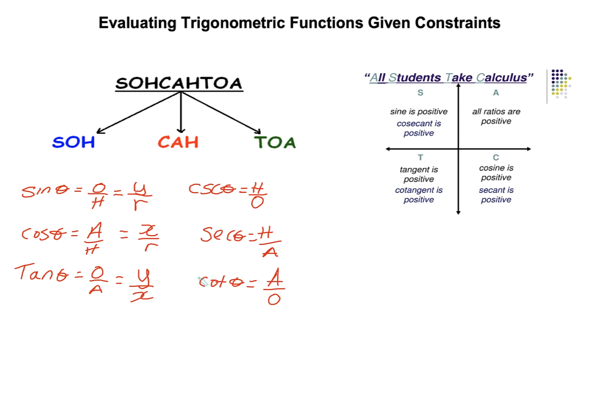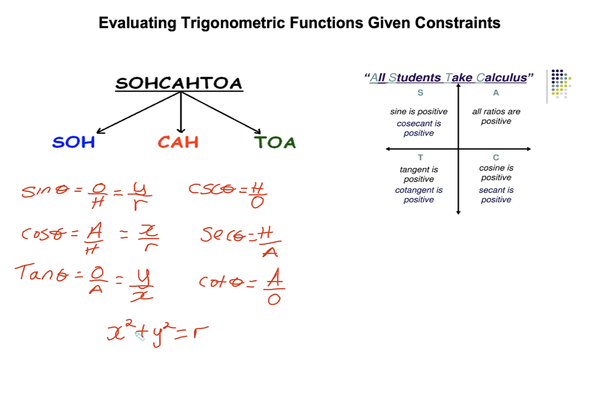Now, the reason that you need to know their definition in the coordinate plane is that one of the sides is going to be missing, and you're going to have to use the Pythagorean Theorem to find it. And for us, our Pythagorean Theorem is going to be x squared plus y squared equals r squared.